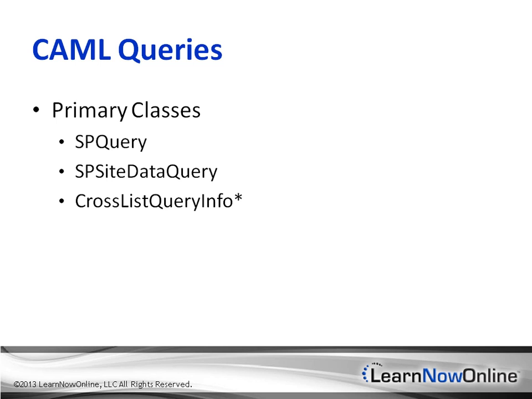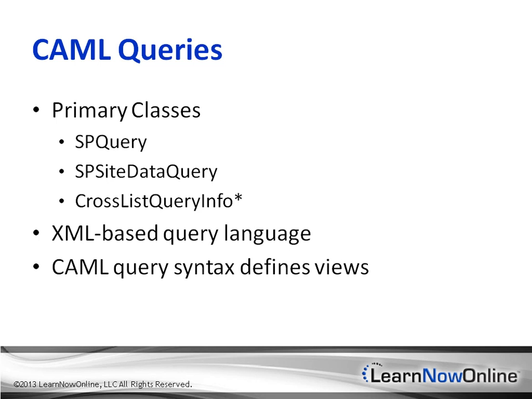Now if you're querying across several lists in a site collection or in a site, let's say for example you want to query all document libraries, then you would use an SPSiteDataQuery. And then there's also CrossListQueryInfo. That's only available in the server version. That's not available in the Foundation version of SharePoint. All of these use CAML, that XML-based query language. The CAML query syntax also defines views.